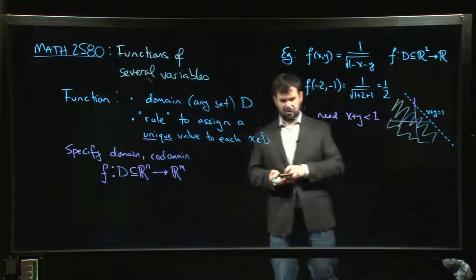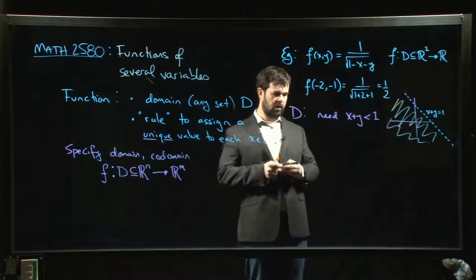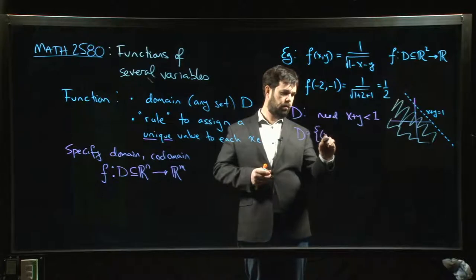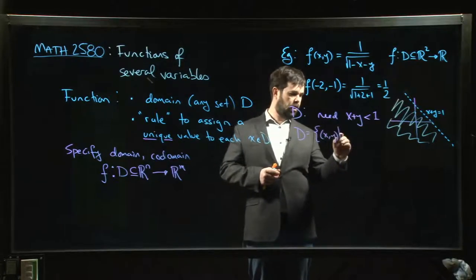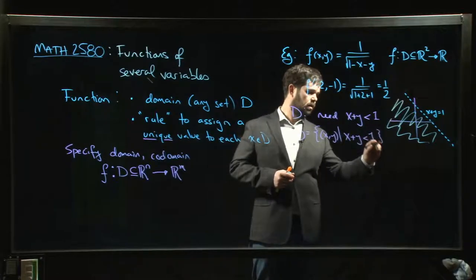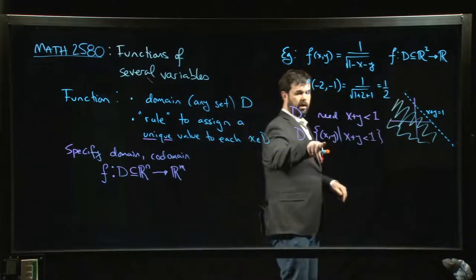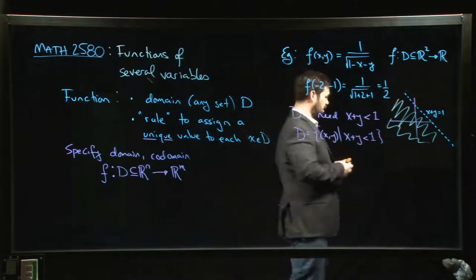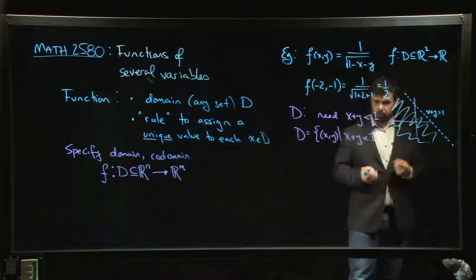So if we wanted to write that as a set, we could say that D is the set of all points x, y such that x plus y is less than 1, right? If you wanted to, you could say points x, y in R2, but I think it's clear from the context that that should be a point in R2.